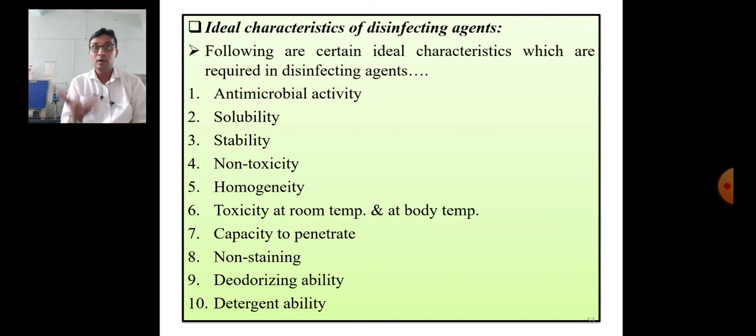So what does the ninth point indicate? It indicates that whatever disinfectant you are using should have a good aroma, good smell, a good deodorizing ability. And the 10th one, the last one: whatever disinfectant you are using should have a good detergent ability.